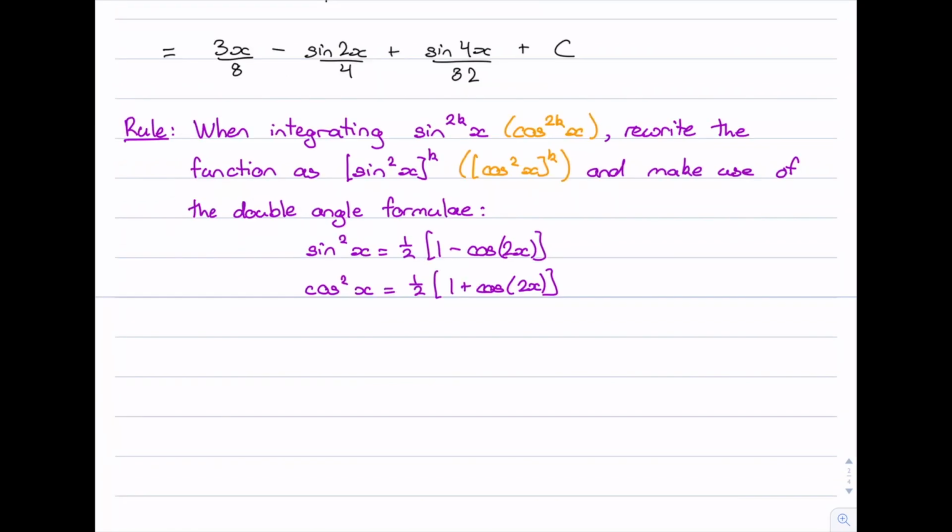We also have a rule by which we can summarize how to deal with even powers of sine and cos. So if we're integrating sine to the power 2k x, which is just another way of saying sine to an even power, we rewrite the function as sine squared to the power k. And then we make use of the double angle formulas. Now we substitute in the formula for sine squared, and then we need to expand that. After we expand, we're going to have to use more double angle formulas again. And that's just going to have to keep repeating until finally we have no more squared terms. And then we can do straight integration.